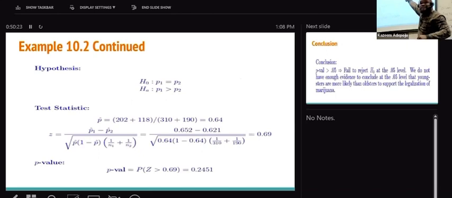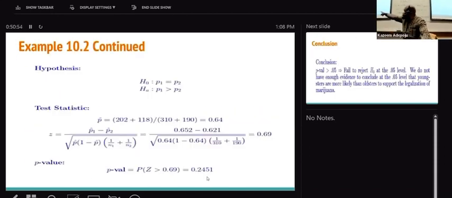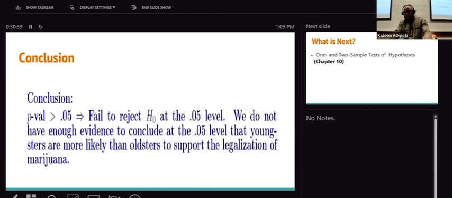When you are specifying your hypothesis, if you have a wrong specification, it will affect other things you're going to do. Then from there, we get a z-score. Then we get a p-value. Look at the p-value now. Why do I say probability of z greater than? Because the alternative is greater than. If the alternative had been less than, then I'm going to do the same. Finally, I compare my results. The p-value that I got is 0.2451, and that is greater than the 0.05. And I'm basically going to fail to reject.